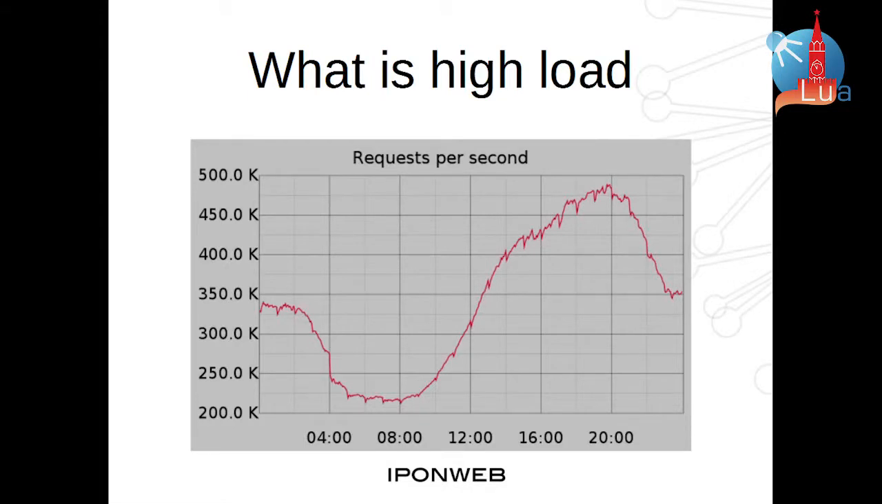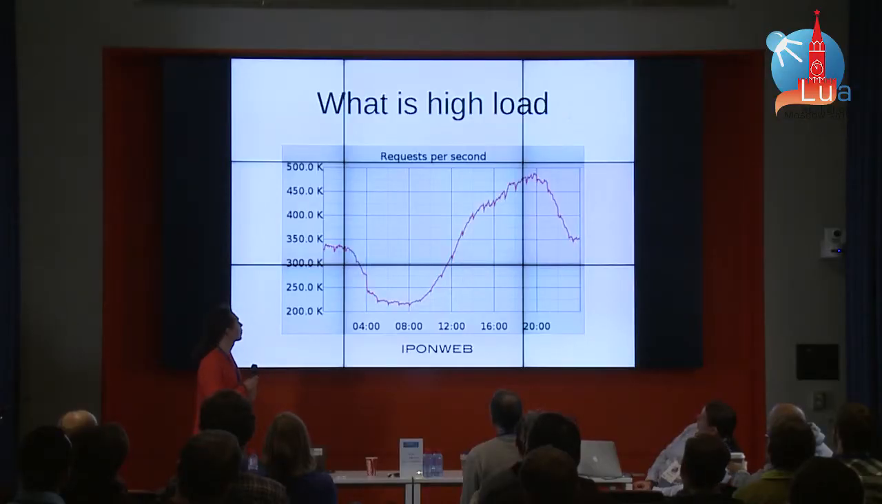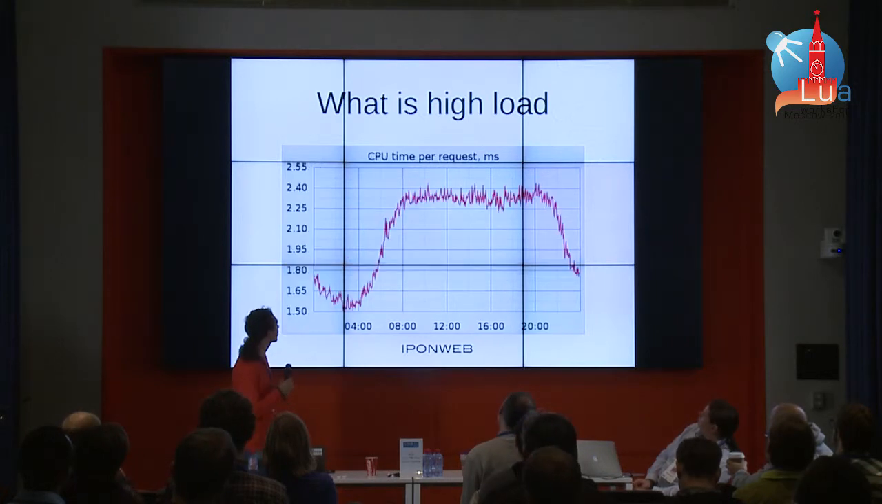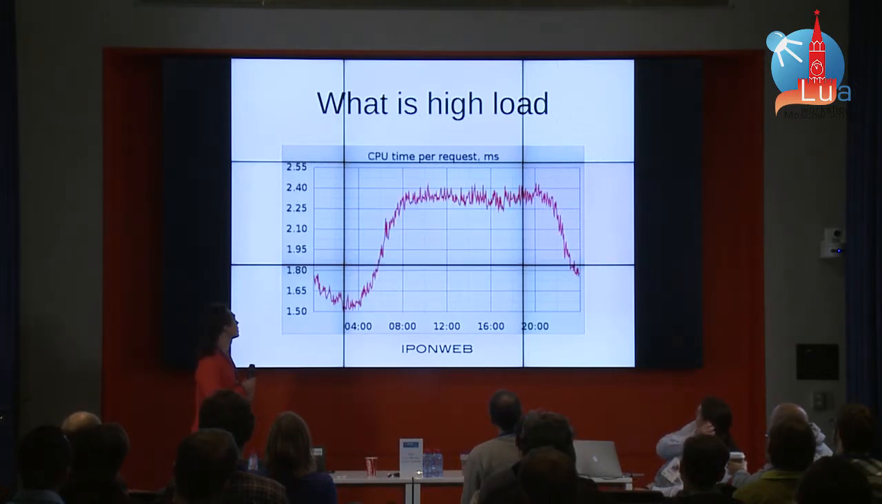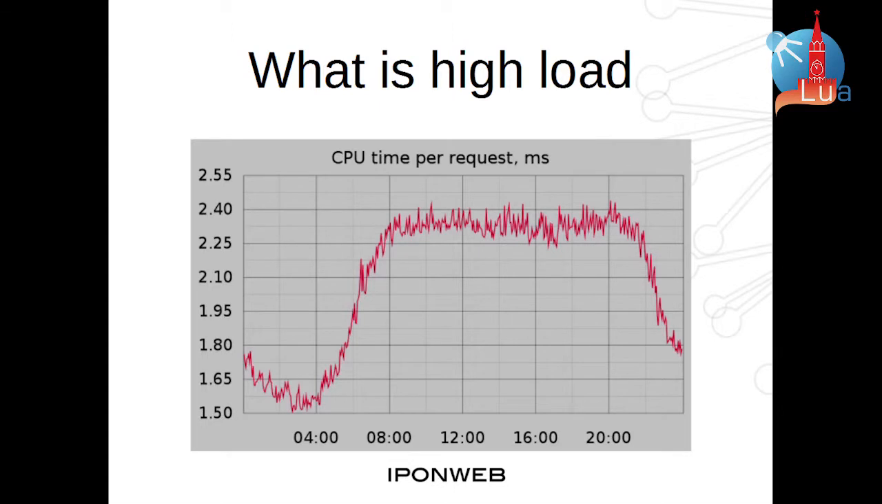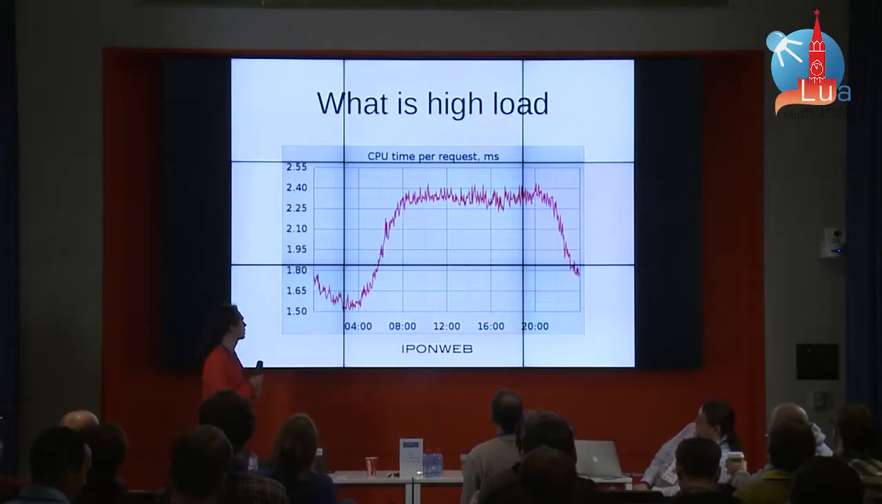To give you some feel for what high load means, this graph is taken from one of our bigger projects, and it says that at peak time we have almost 500,000 requests per second. Another graph I'd like to show shows the average CPU time we spend in each request, and you can see that the scale we're working at is several milliseconds per request.